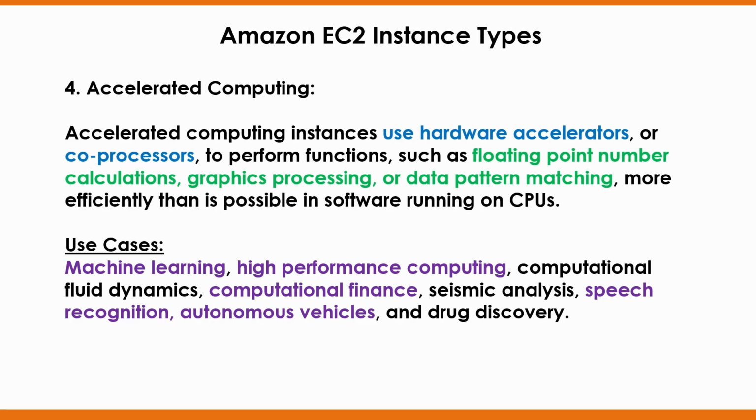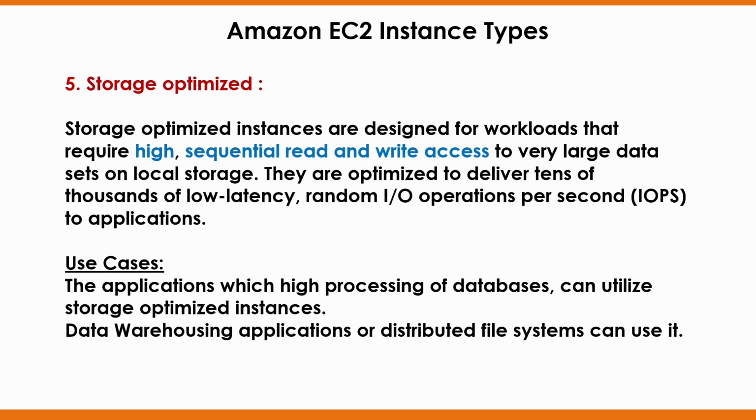Number 4 is accelerated computing. Accelerated computing instances use hardware accelerators or coprocessors to perform functions such as floating point number calculation, graphics processing, or data pattern matching more efficiently than is possible in software running on CPUs. So basically this instance type provides high performance computing for tasks such as machine learning, high performance computing, and data science.